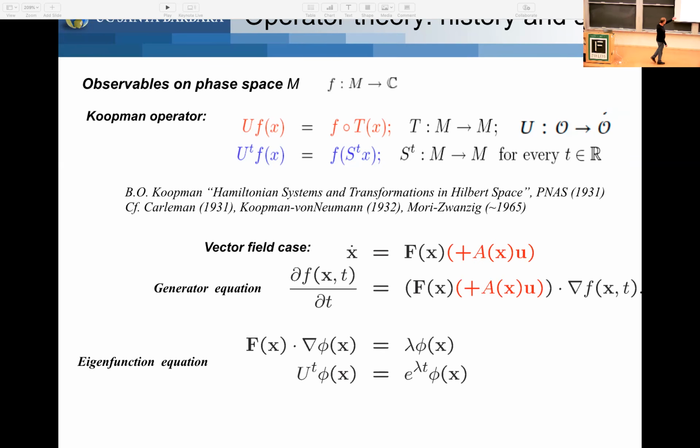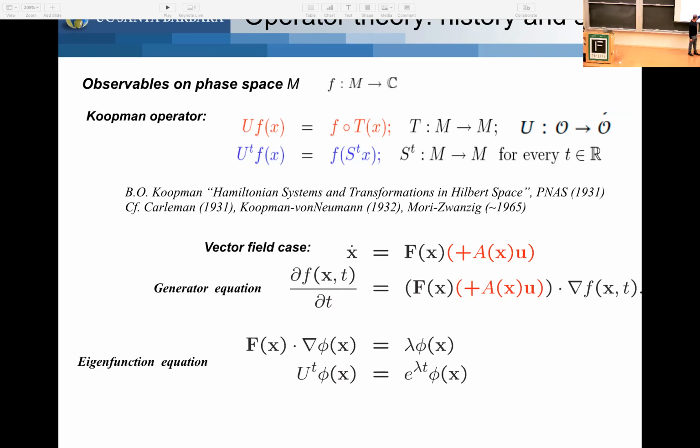In the vector fields case, if you have x dot is equal to f of x, and then you add maybe control, u is some control input with b of x in front of it, then the generator equation is going to be an advection equation without a minus sign, right? The adjoint of that would be Perron-Frobenius, and since that's linear, you can ask for eigenvalues lambda and eigenfunctions, and this might look more familiar.